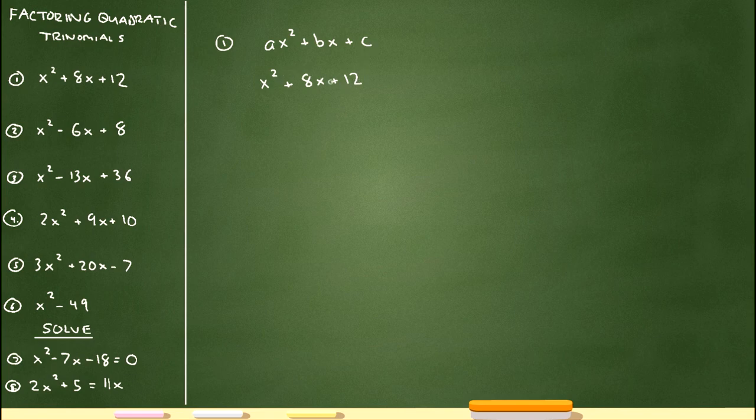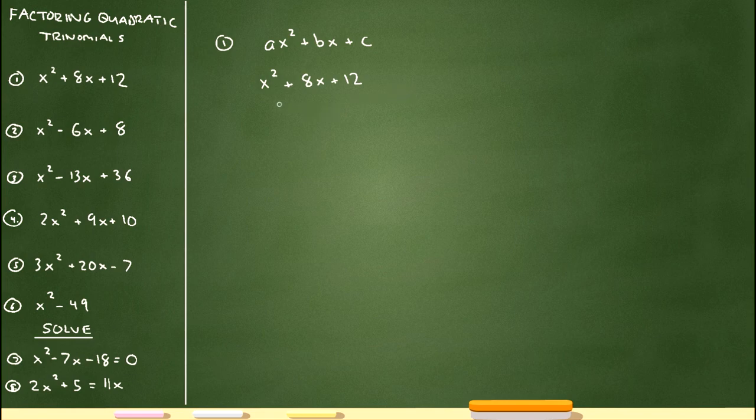Now, if we want to factor this, we want to change this into an expression where we have 2 or more things being multiplied together to obtain this original statement. So instead of writing it like this, we want to write this as a multiplication between some terms. In order to do this, we're going to take a look at our c term.